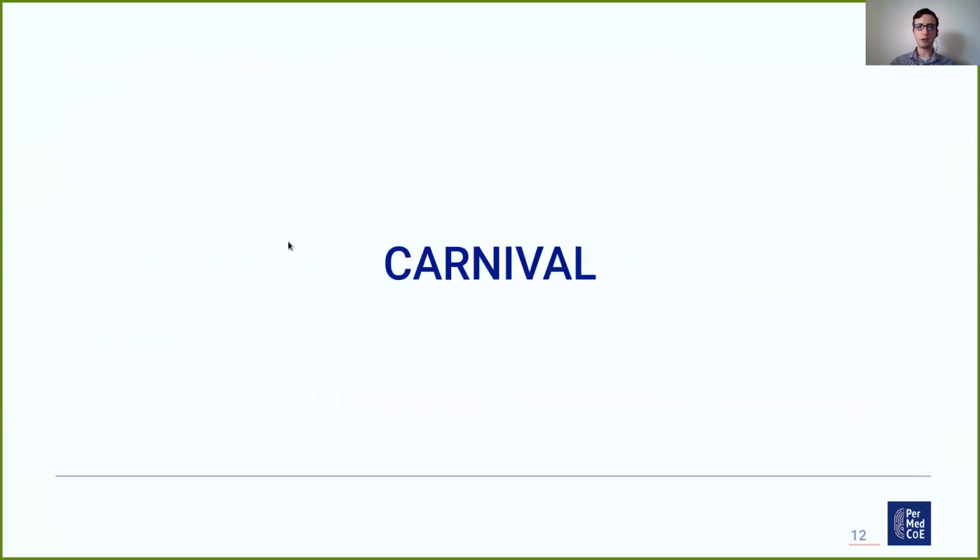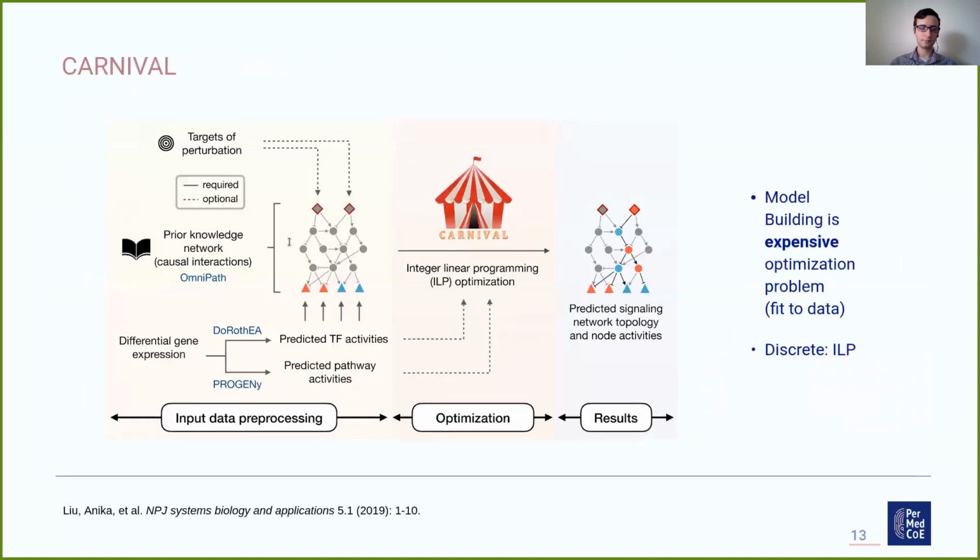Now we will focus on CARNIVAL. CARNIVAL, which is short for Causal Reasoning for Network Identification using Integer Value Programming, is a software package for the identification of upstream regulatory signaling pathways from downstream gene expression. It uses integer linear programming formalism to determine a solution network based on prior knowledge.